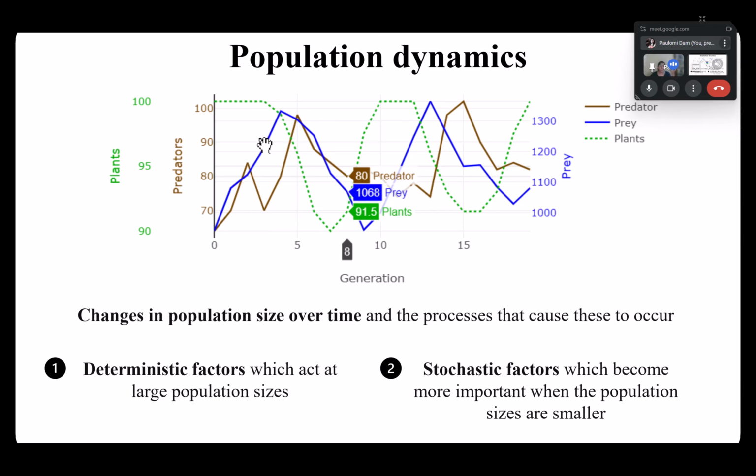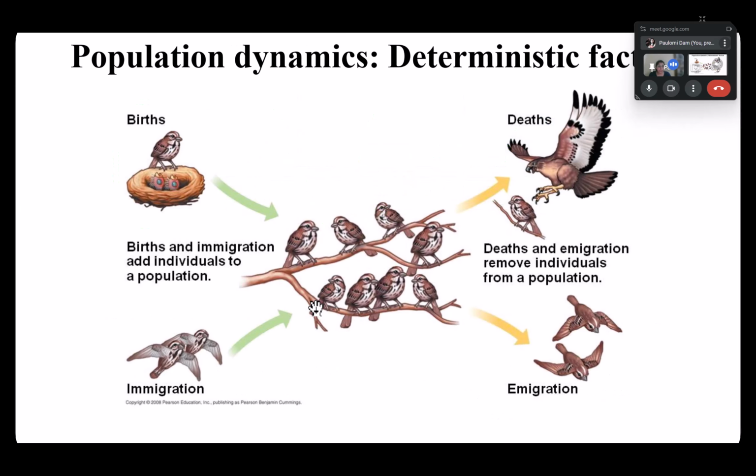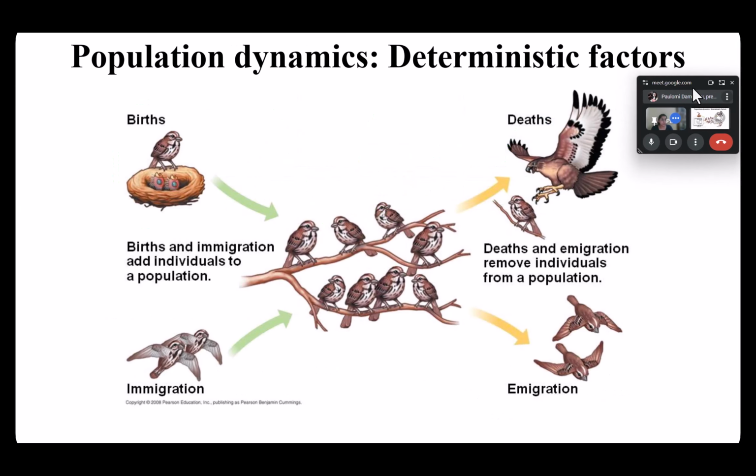But when the population size is too small, when you have a handful of organisms and there are stochastic factors happening by chance, then you see the impact more prominently in such populations. So when you have population dynamics, you have deterministic factors and you have stochastic factors. So moving on, let's look into these factors in more detail.